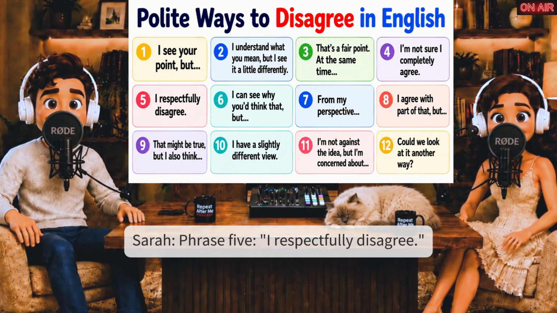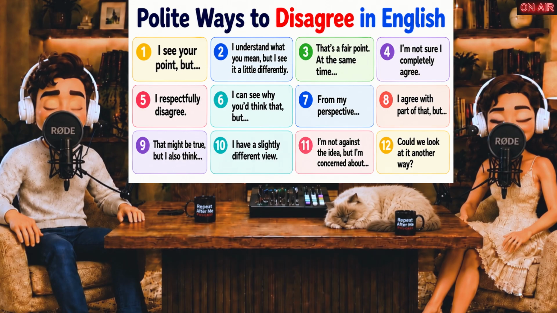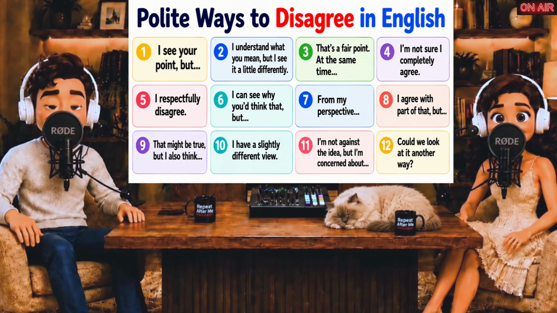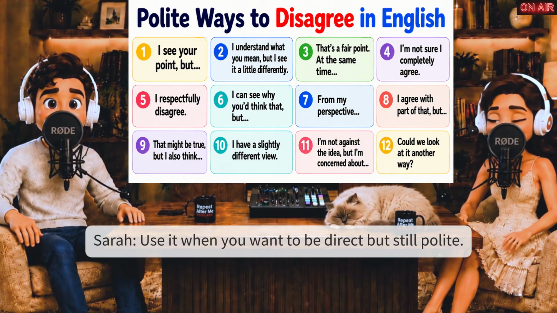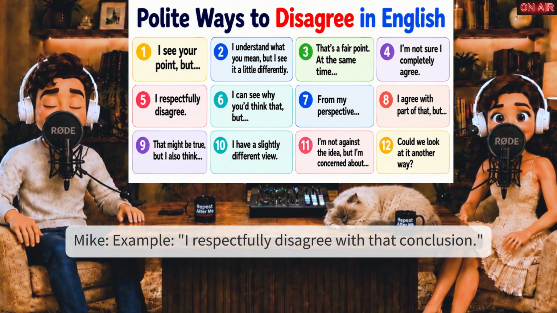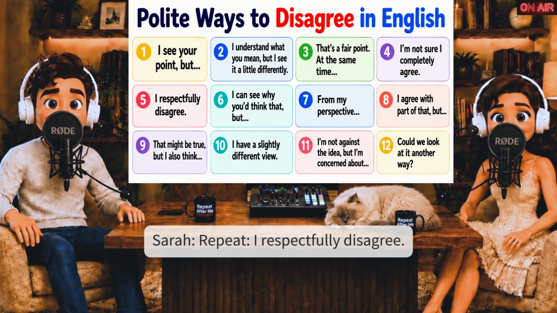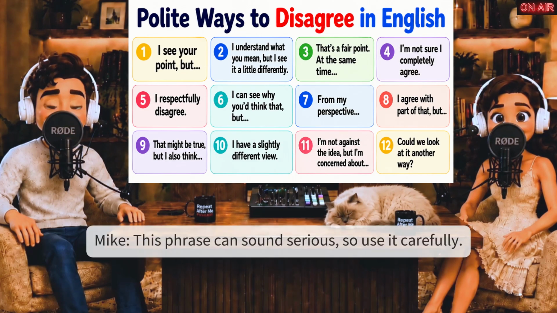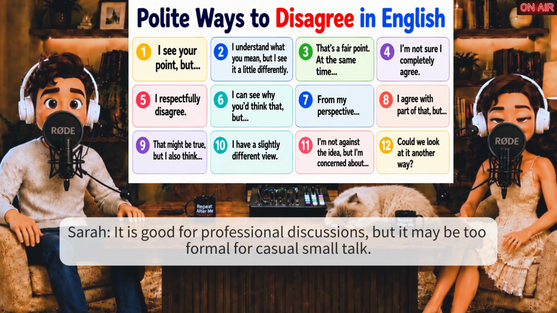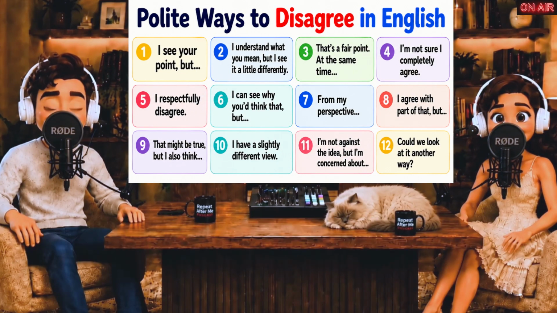Phrase 5. I respectfully disagree. This phrase is clear and formal. Use it when you want to be direct but still polite. Example. I respectfully disagree with that conclusion. Repeat. I respectfully disagree. This phrase can sound serious, so use it carefully. It is good for professional discussions, but it may be too formal for casual small talk.